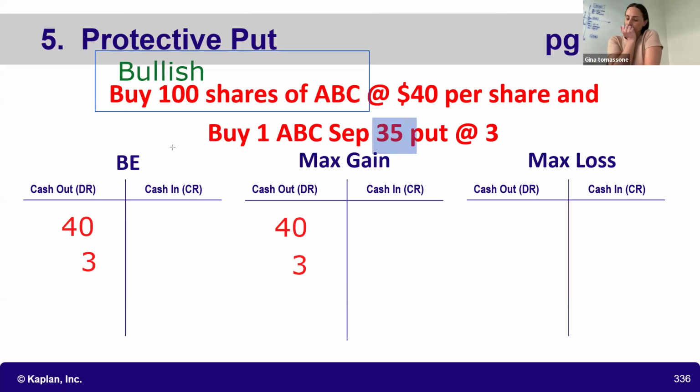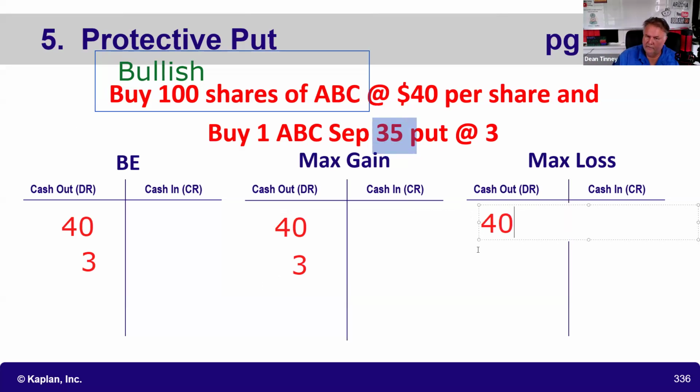Anytime you want, you can exercise your put, your choice to sell. So you're out 40 and you're out 3 points for the insurance. You bought insurance on this stock position. And you know that the worst case scenario is that you will exercise your put and be able to sell the stock at 35.